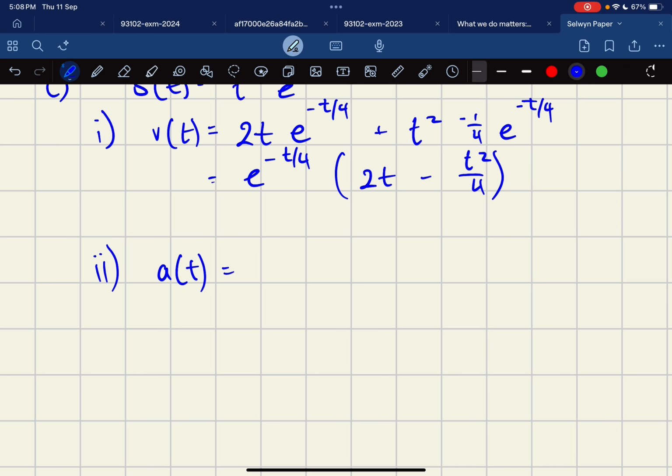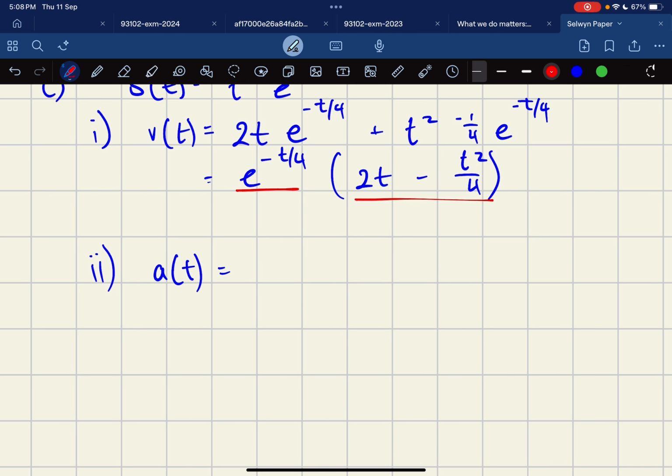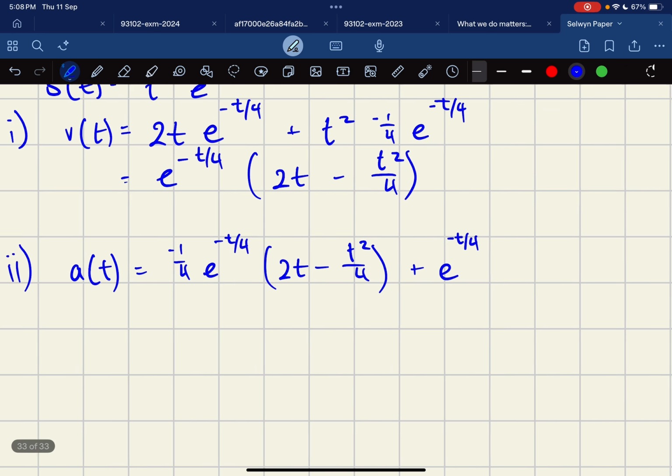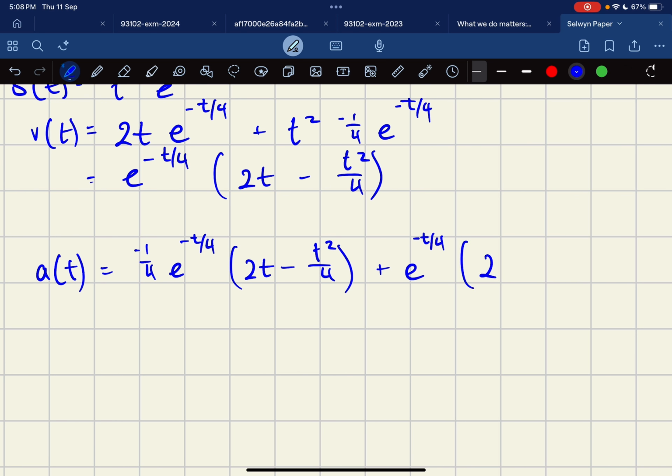So again, product of two functions, right? So the first function being the e function, second function being the polynomial here. So derivative of the first function multiplied by the second function plus the first function times the derivative of the second function.